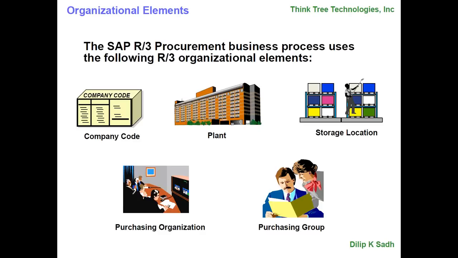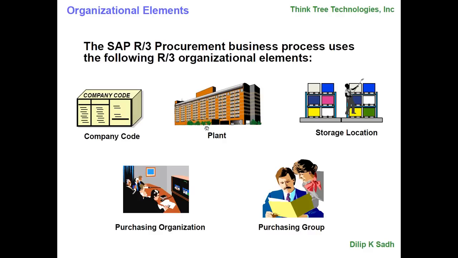In organization data, these are some of the points. Organization data represents the organization, in which I have a company code, plant, storage location, purchase organization, and purchasing group. These are the five minimum organization elements from the purchasing perspective.